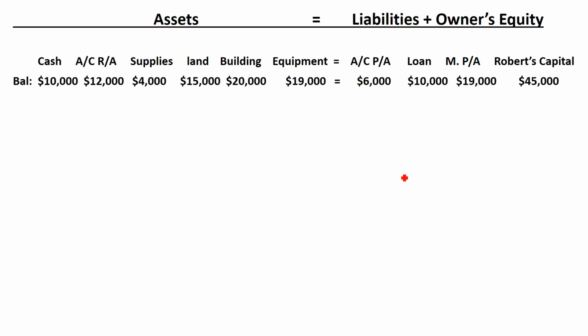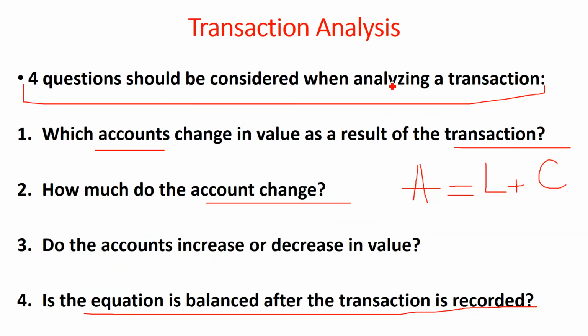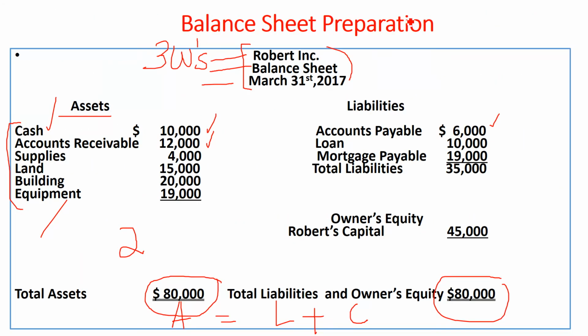This is called the transaction analysis sheet. In practical life, you do not have to use it, but here I am explaining it to you. In this way you will learn more, right? So these are the opening balances: cash 10,000, accounts receivable 12,000, supplies 4,000. I will show you where I have taken these opening balances from. This is the balance sheet of March 31st, 2017. These are the opening balances.